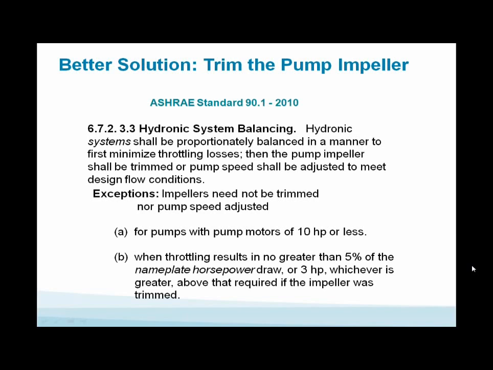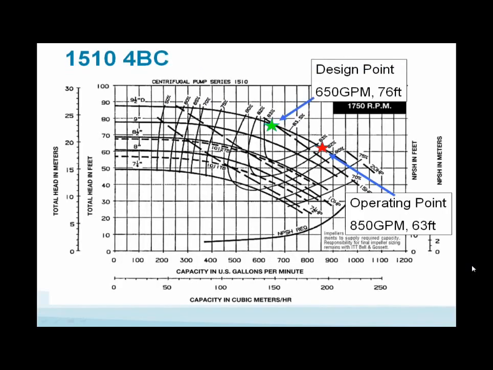Take a quick look. Hydraulic systems shall be balanced proportionally, and impellers shall be trimmed or the pump speed adjusted or variable speed drive to meet the conditions. There are some exceptions, 10 horsepower or less, and there's some exceptions about the savings, but in this particular case, we're going to easily have to do it. And I'm going to tell you most jobs need this done. So how are we going to go about this?